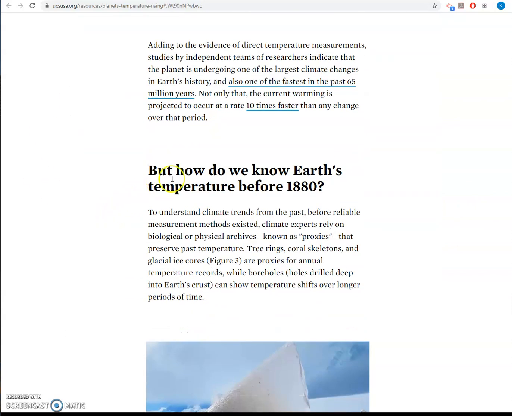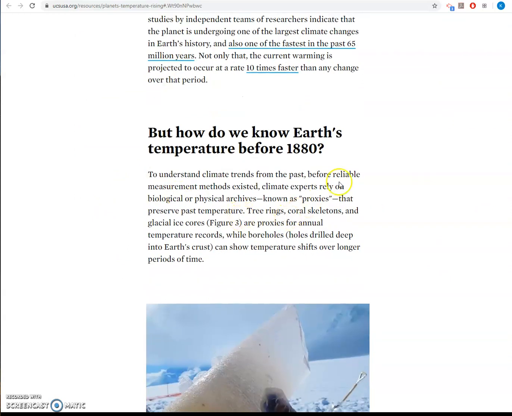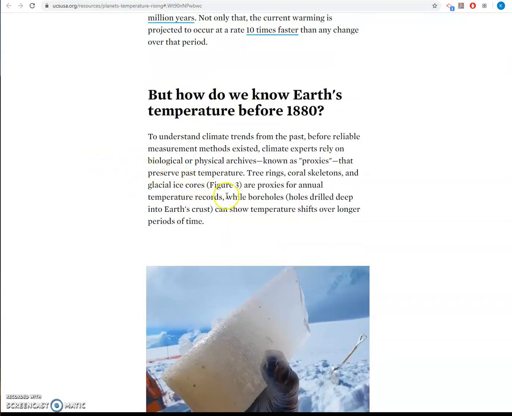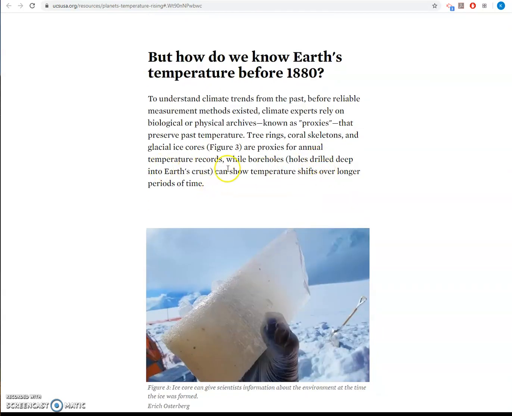Okay, how do we know the temperature before the 1800s? That's a really good question. So we use these things called proxies, things that record information from the past. So ice cores, tree rings, coral skeletons from coral that was alive at that time. They're proxies. They're things that would have recorded that information. Or we can even dig deep into the Earth's crust to kind of figure that out. And what you do is you measure the particles that are in there, and that can kind of help you reconstruct what the climate or the atmosphere was like.